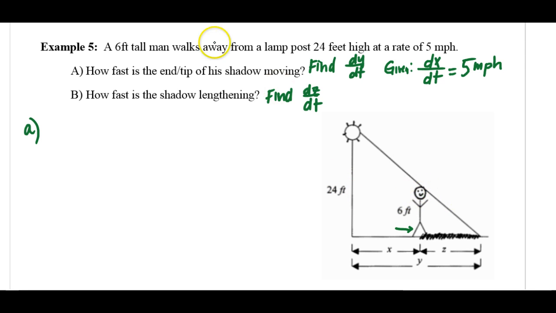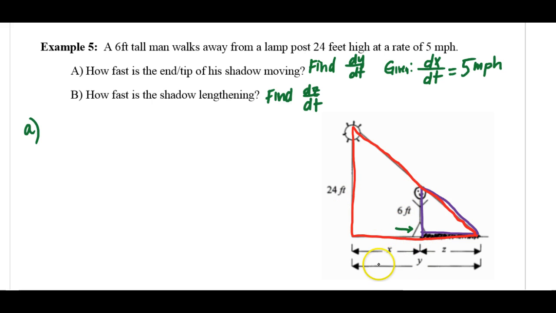So I actually have two triangles here, and I will draw them in different colors. So I have this triangle right here, and then I have this larger triangle here. In all of these shadow problems, I am going to be using similar triangles. So those are two similar triangles, and let's try to write the relationship that involves only x's and y's, and then 24 and 6 somehow.